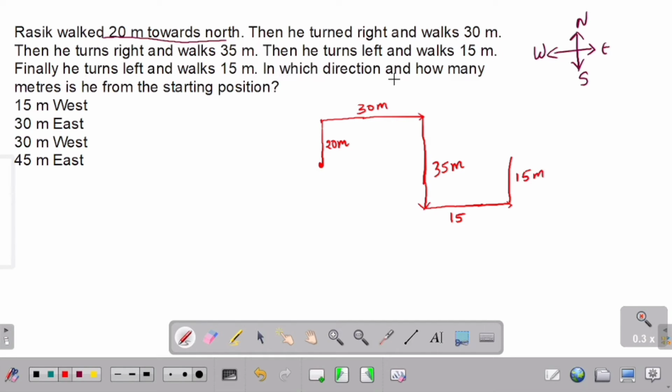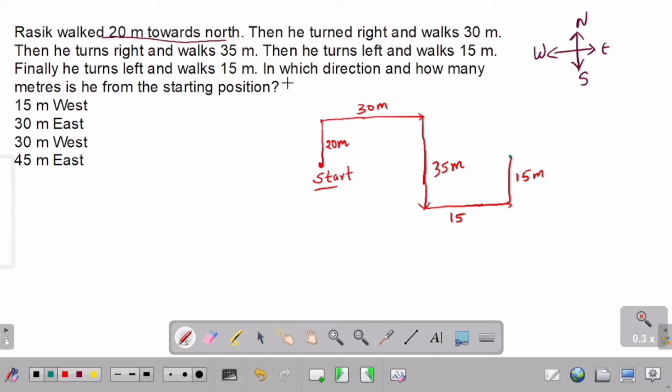So in which position and how many meters is he from the starting position? This is the starting position. So now this is the ending position, right? So now what is the question?